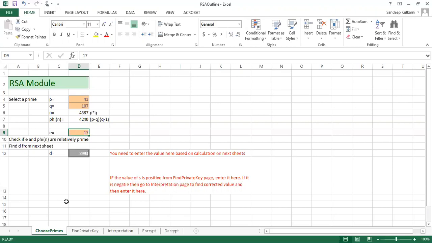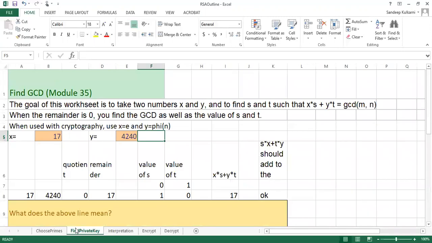Now, if you observe, this spreadsheet has 5 sheets in it. The first one we went over right now, which is choose primes. Here we selected 2 primes, we calculated n, calculated phi of n, and we selected E. The next module is going to go over how you find the private key.